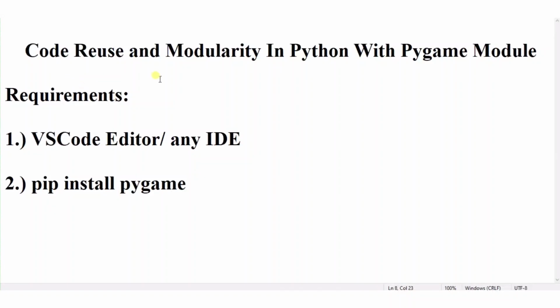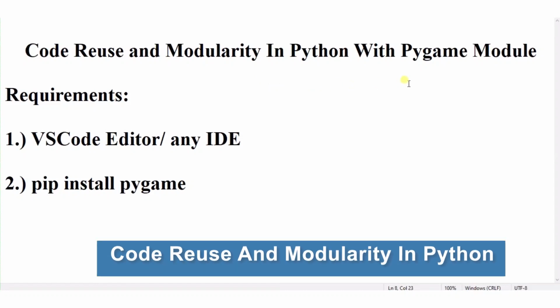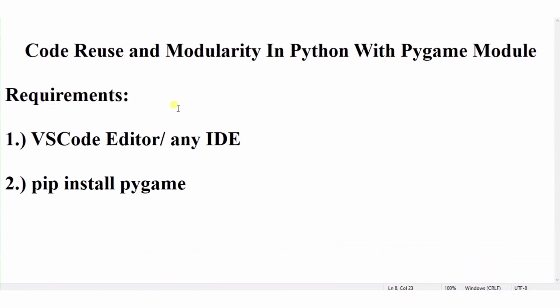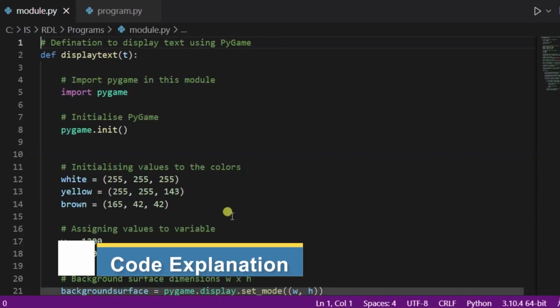Today we'll learn code reuse and modularity in Python with the PyGame module. So let us begin. For this, we need two things. First is a VS Code editor or any IDE, and the second one is the PyGame module. For it, simply type pip install pygame in your command prompt. Now let us see our code.